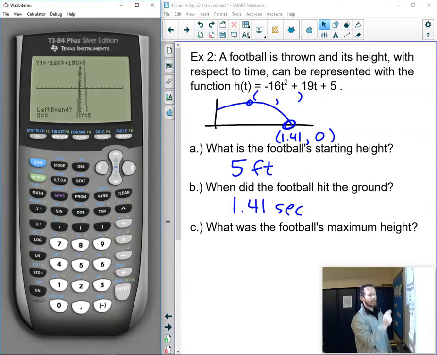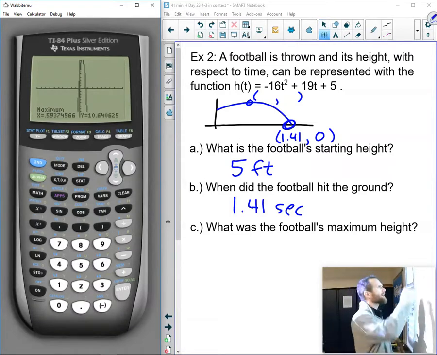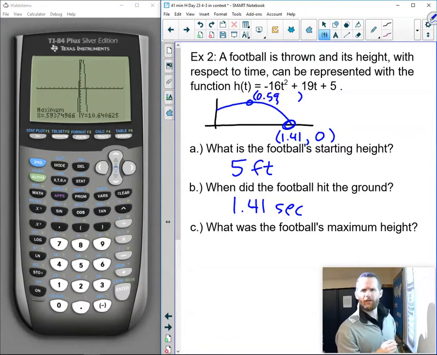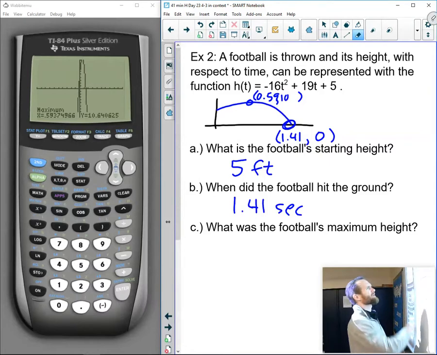Okay, I know that's going to be to the left of it. I hit enter. Then I'm going to move to the right of it. I can't quite see my cursor. Let me keep going. There we go. There's my cursor. I know that's to the right of it, so I hit enter. Then enter one more time. And we get 0.59, it rounds to, so 0.59. And what's the y value? 10.64.